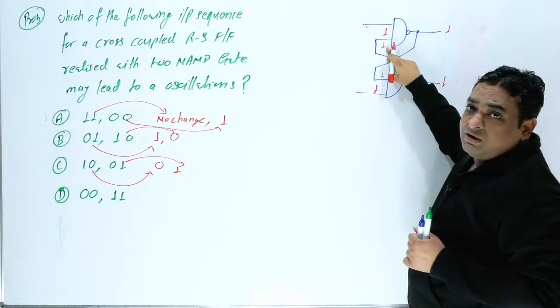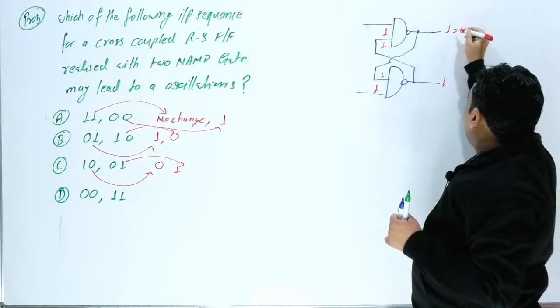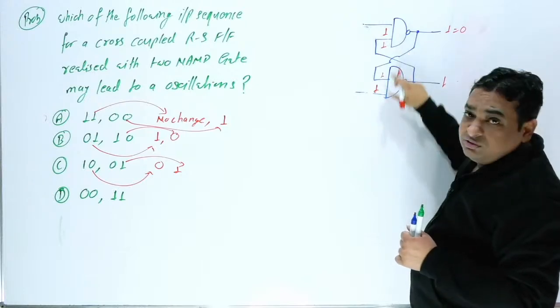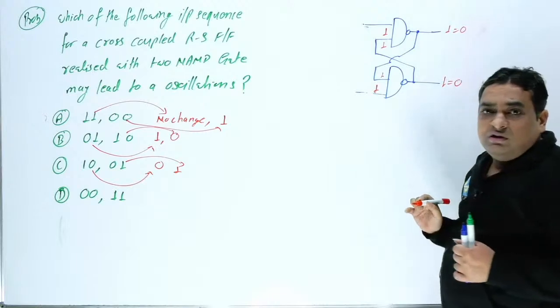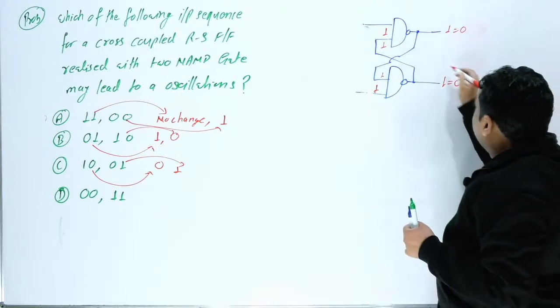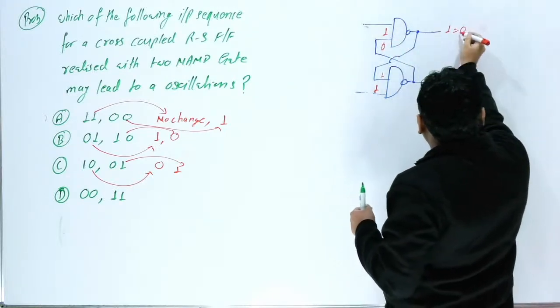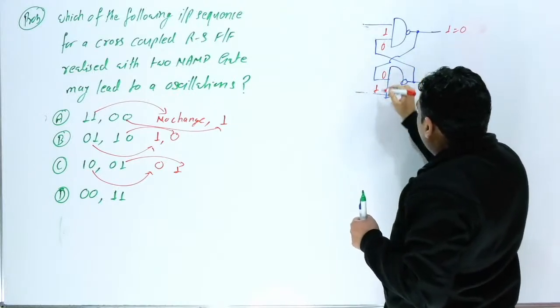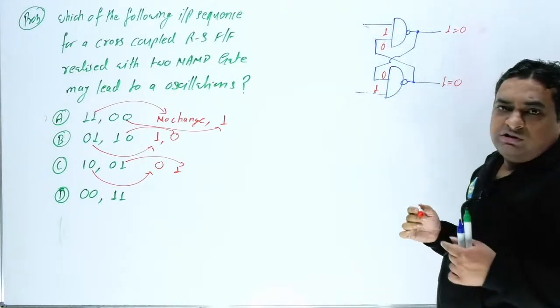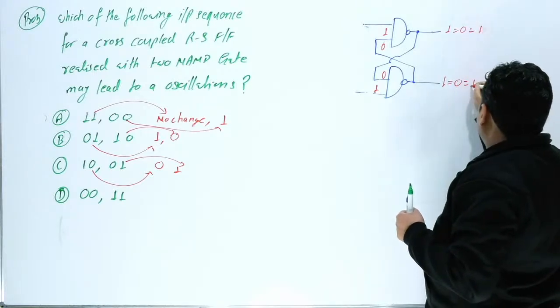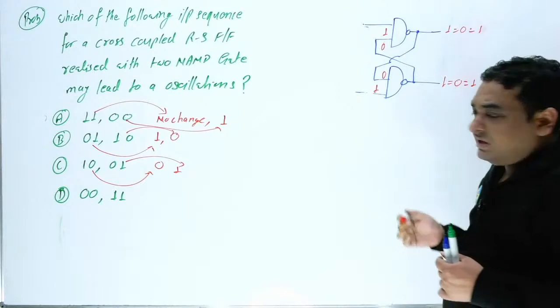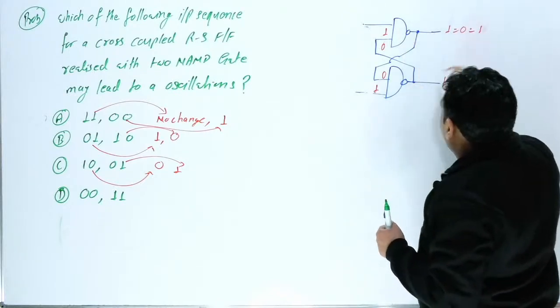Then 1 dot 1 bar is 0. So you are getting 0 here, and at the same time, because both gates are the same, 1 dot 1 bar is 0, here you are getting 0. Then again this 0 will reach here, and at the same time this 0 will reach here. Then 1 dot 0, both are 0, 0 bar is 1. Then here you will get 1, and at the same time here you will get 1. Then the same process will be repeated.